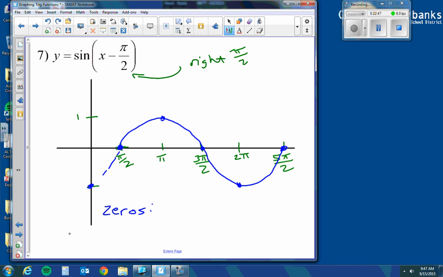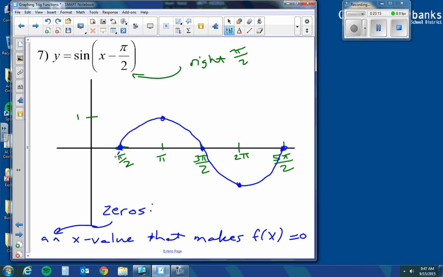Okay, the 0 of a function, I'm going to write this down. The 0 of a function is an x value that makes the y value 0, or the function value 0. So what are the zeros of this function? Well, pi over 2 is the first 0. It's the first x value that makes the y value 0. What's the next one? Yeah. And then pi over 2.